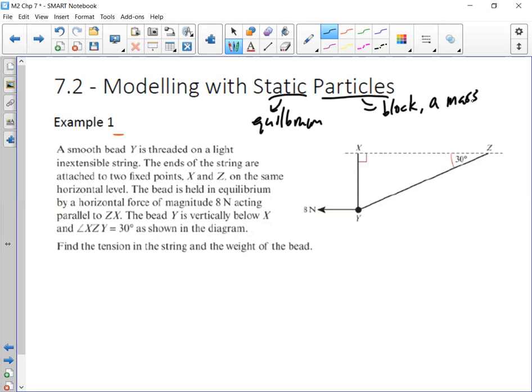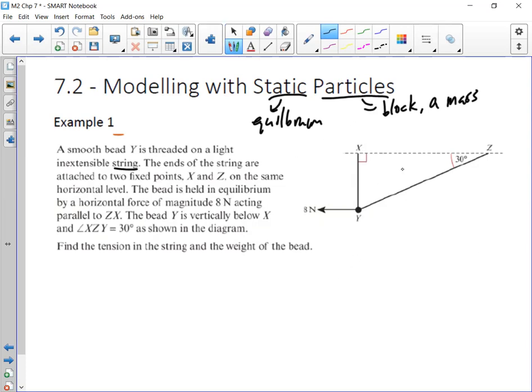Example number 1, a smooth bead Y is threaded on a light inextensible string. So string means tension. Now, be mindful in this one that there's only one string. If you look at the diagram on the right, X to Y to Z is all one string. The ends of the string are attached to two fixed points. X and Z are on the same horizontal level. The bead is held in equilibrium by a horizontal force of magnitude 8 Newton acting parallel to ZX.